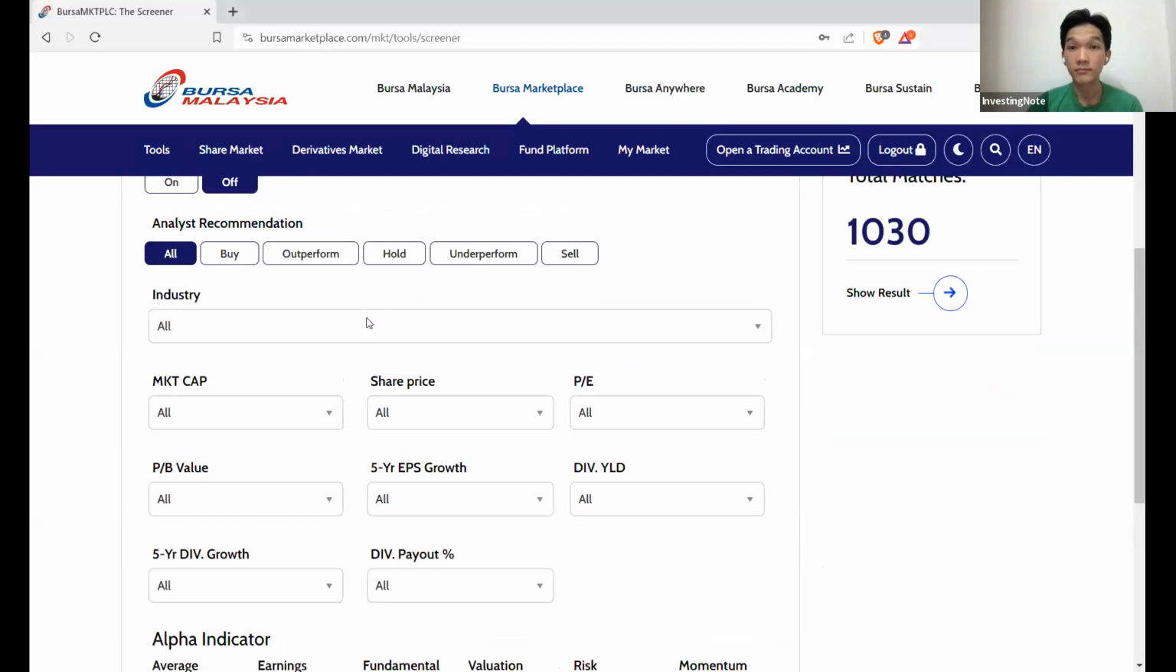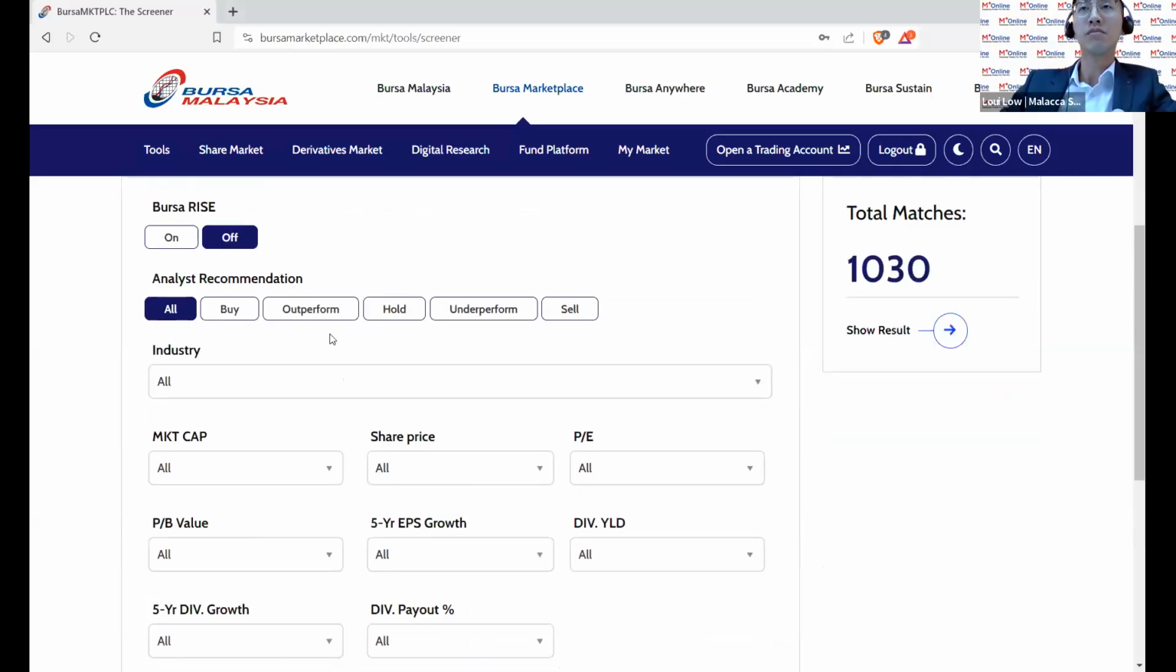Wait, yeah, let me share. Where is it? Just now I could find it, but right now it seems like I can't. Screener, I think it's screener. Okay, let me share the screen right now. Can you see the screen right now? Yep, we can see the screen.